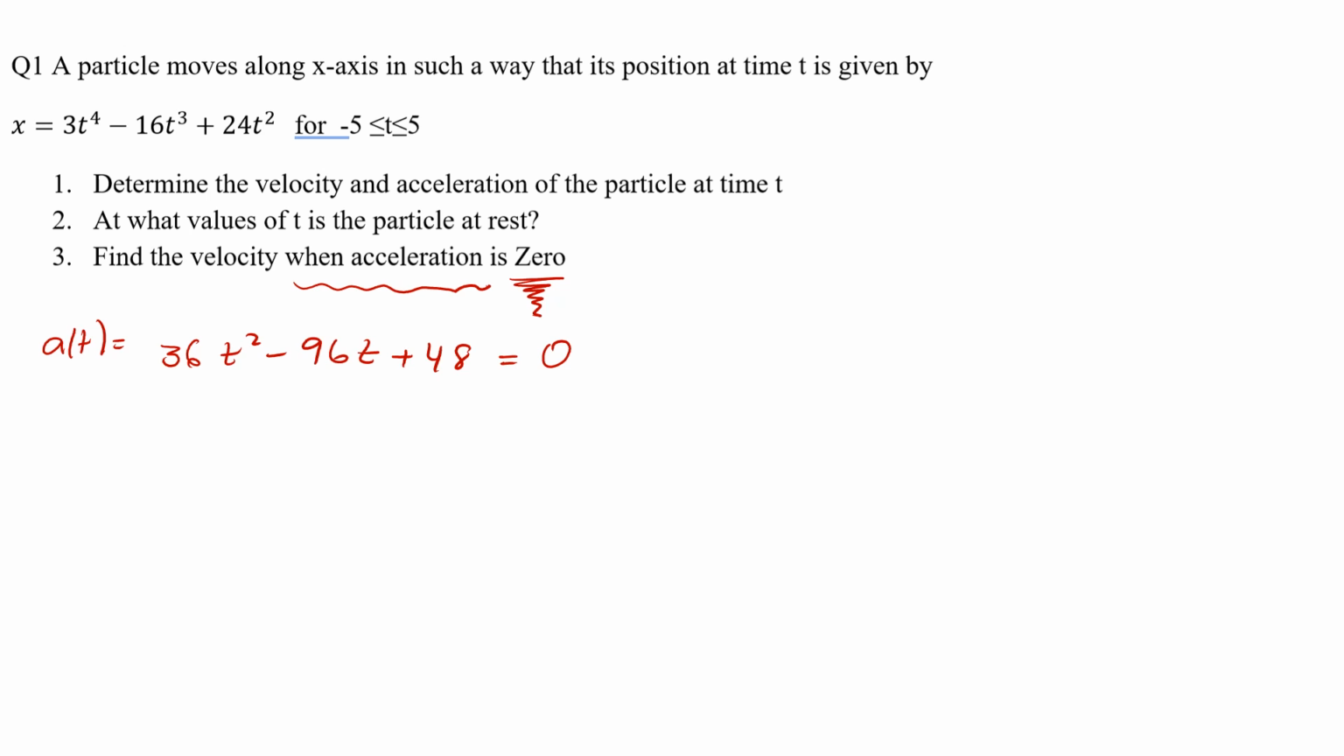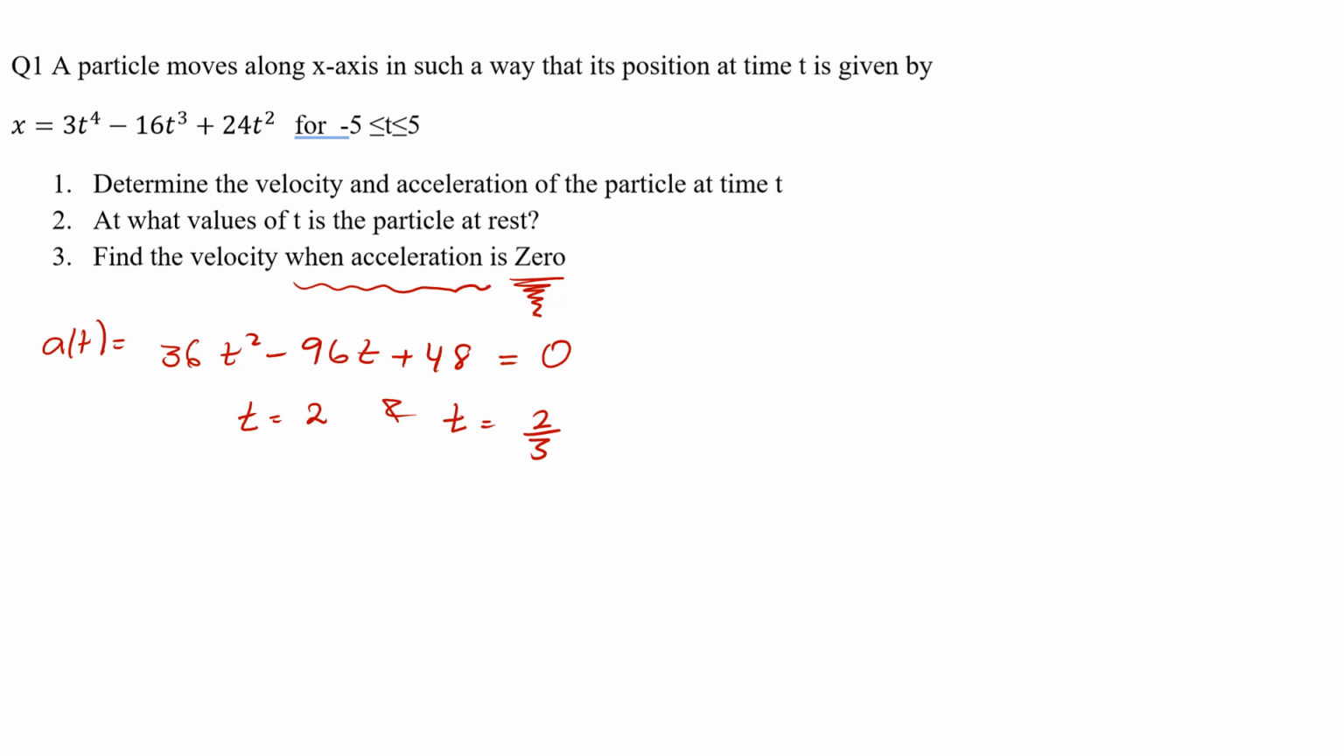So again go to mode 5-3 in the calculator, or if you have the graphic calculator, you will go to the equation F2, F1. We will write here 36, minus 96, plus 48, and it will give us t equals 2 and t equals 2 over 3. This is when acceleration equals 0, the time is this.